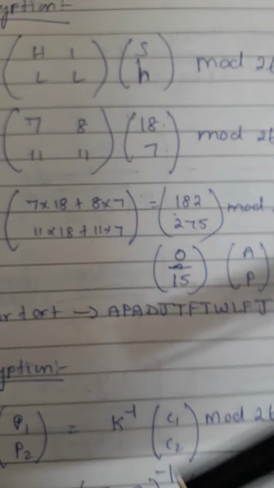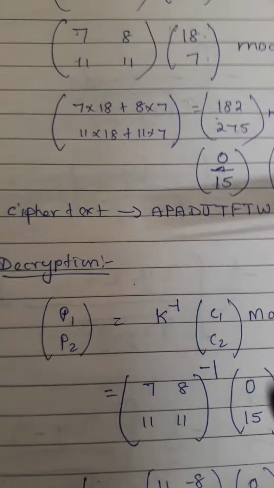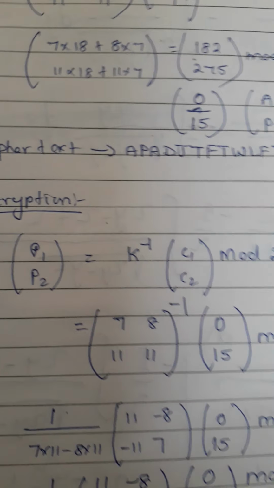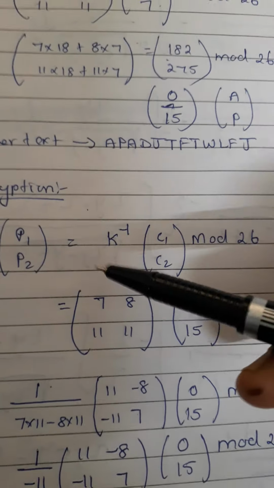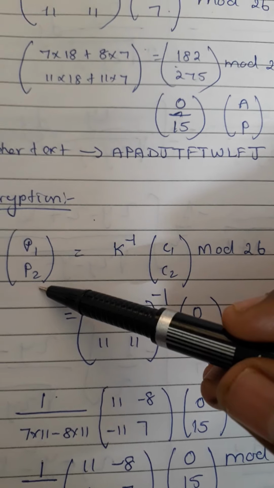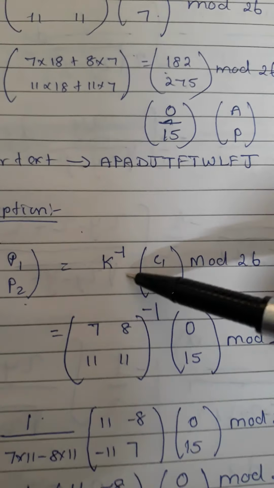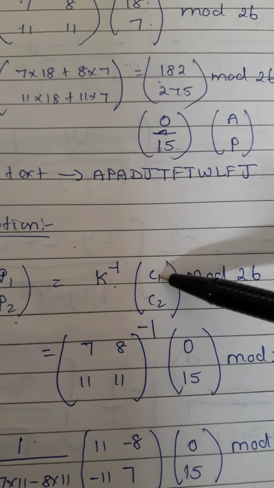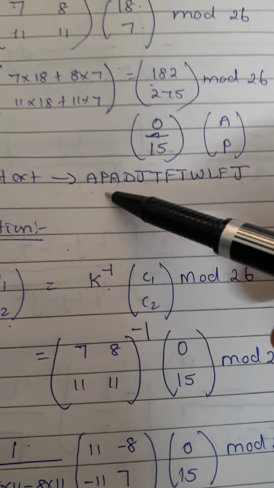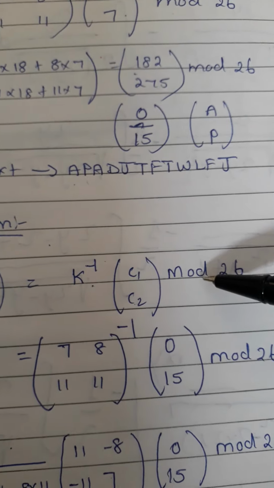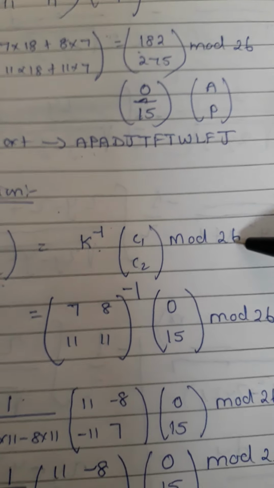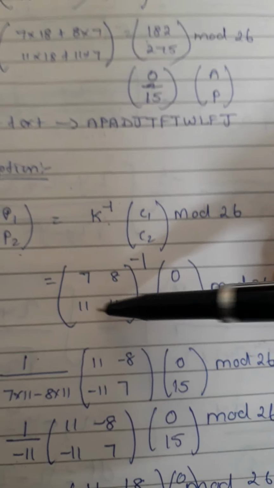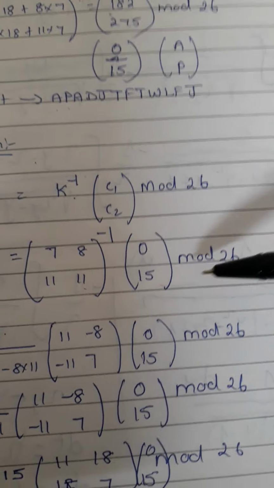Okay, next, decryption. Decryption will be quite difficult. Why? Because we are going to do the inverse matrix multiplication. Plain text 1 and plain text 2 is equal to K inverse. You need to find the K inverse, which has to be multiplied with cipher text 1 and cipher text 2. Again, it should be modded with 26. So the key, 7, 8, 11, 11, inverse is 1, 0, 15, mod 26.